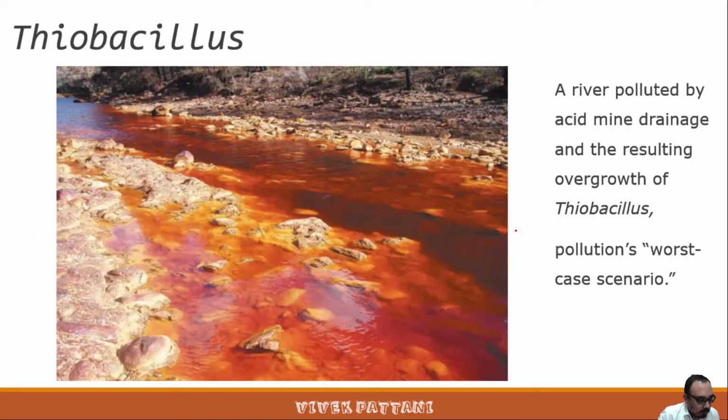anaerobic soils. Now, this one is a photograph of Thiobacillus in a river polluted by acid mine drainage, resulting in the overgrowth of Thiobacillus. It's not a good scenario. It's basically a worst case scenario. Please have a look at the coloration here. There is an overgrowth of Thiobacillus.